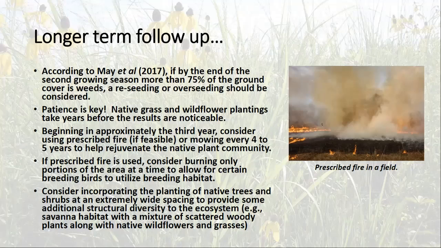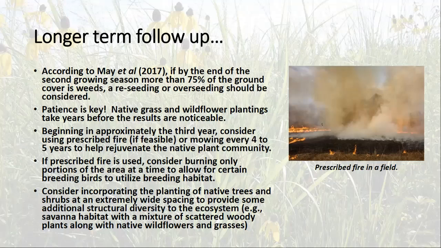If by the end of the second growing season, more than 75% of the ground cover is still dominated by exotic weeds, then you should probably consider reseeding or overseeding. In other words, you are going to be restarting to an extent. So this 75% rule, I think, is a good way to gauge what you need to do. And patience is key, like I already mentioned. These plantings will take years before the results are truly noticeable.